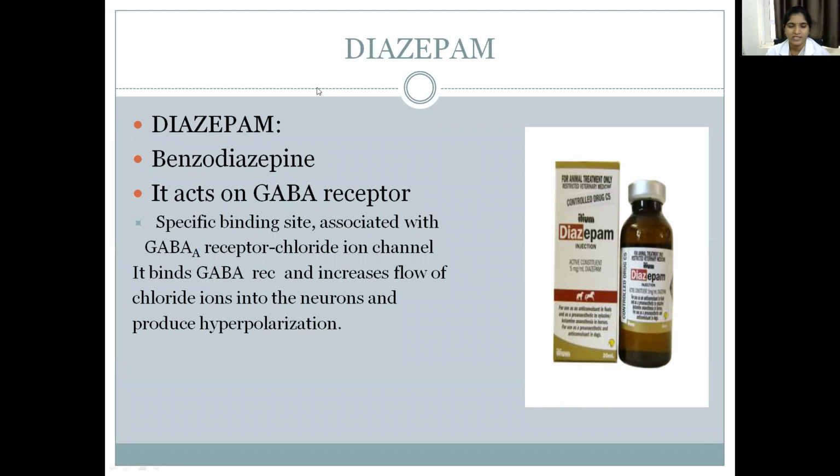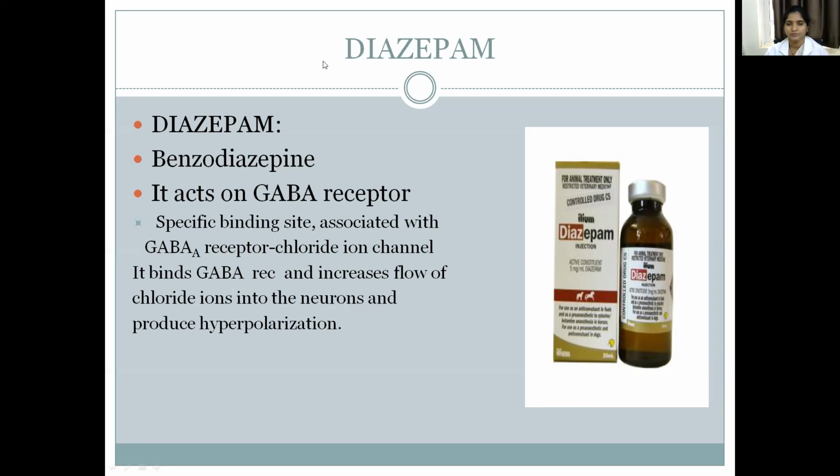Diazepam is a benzodiazepine group of drug. It acts on GABA receptors. Mechanism of action: it has a specific binding site associated with the GABA A receptor chloride ion channels. It binds to the GABA A receptor and increases the flow of chloride ions into the neurons and produces hyperpolarization. This is the mechanism of action.